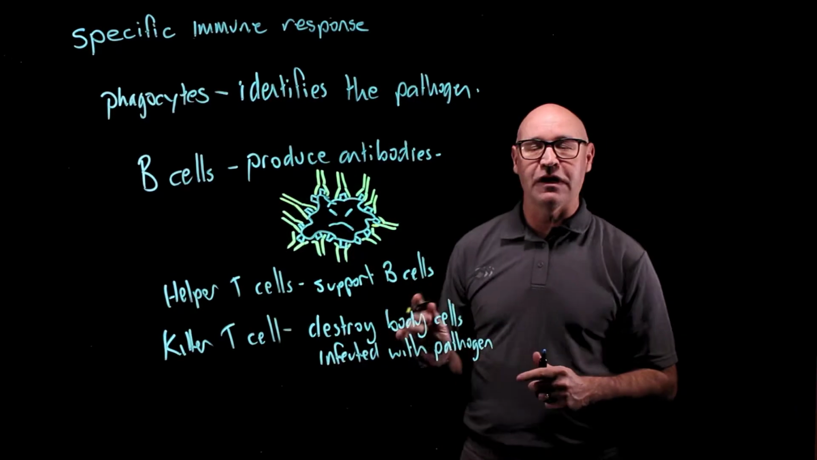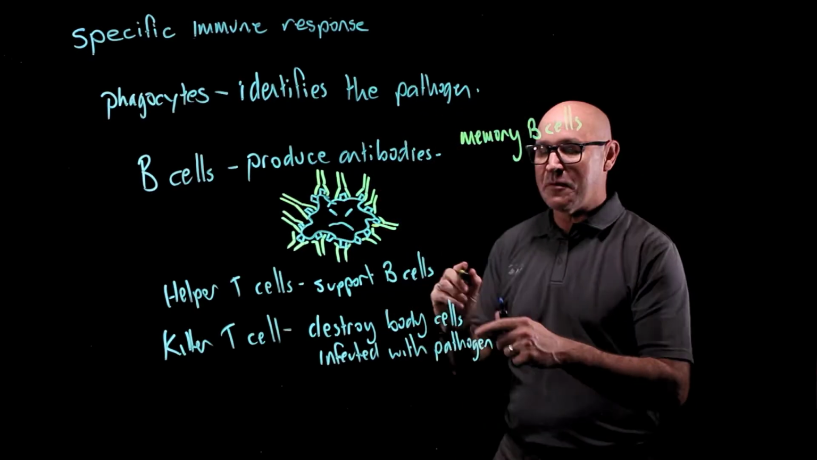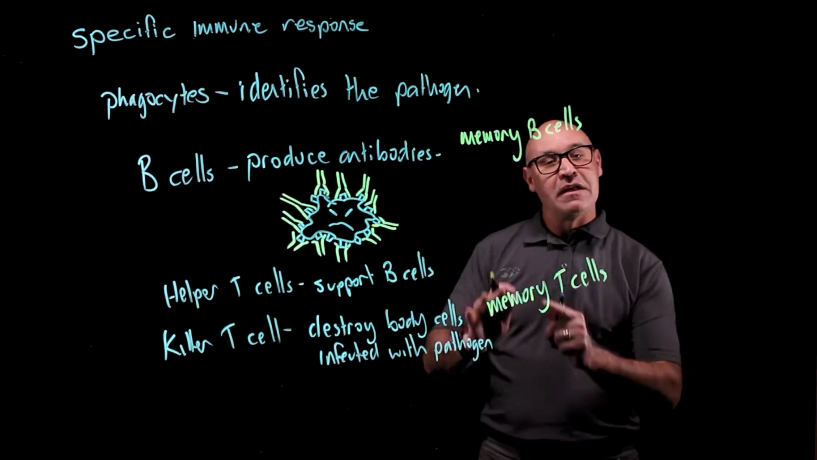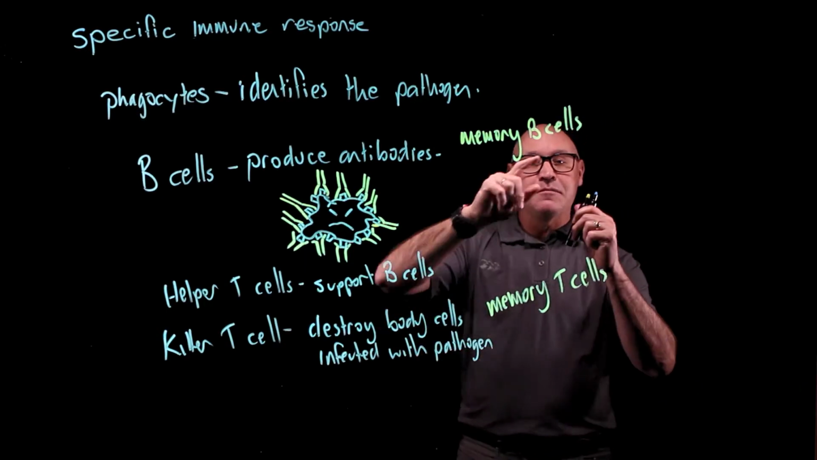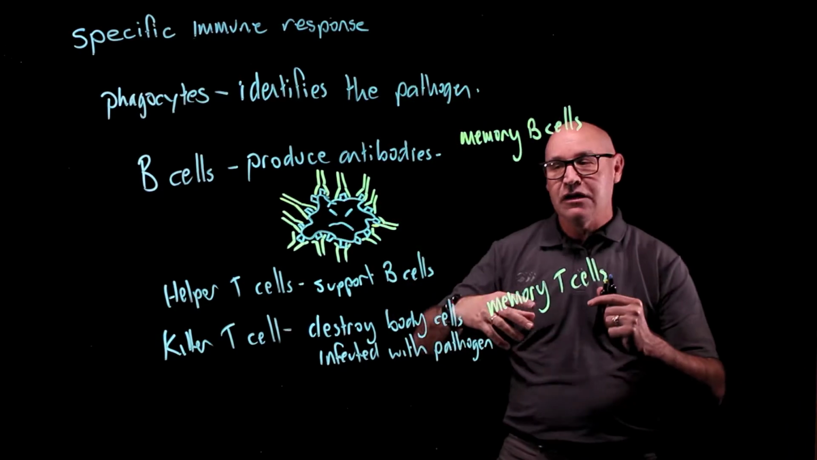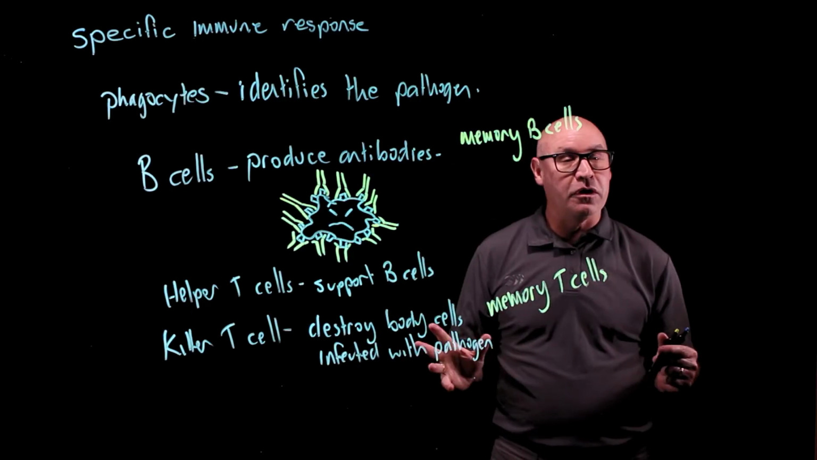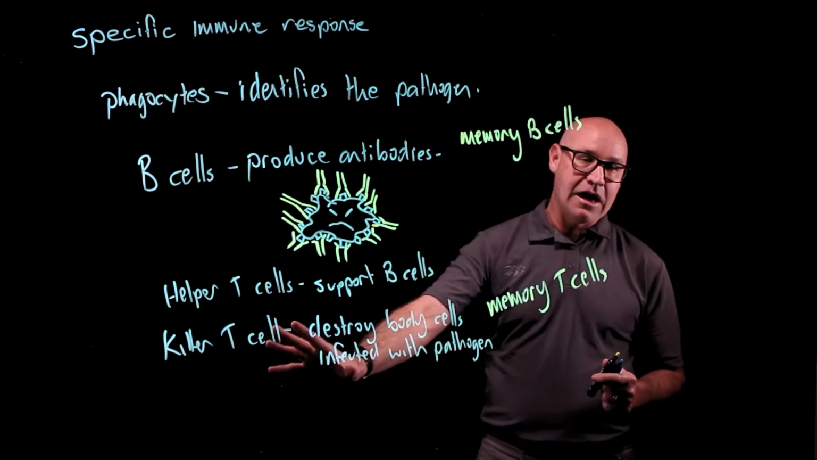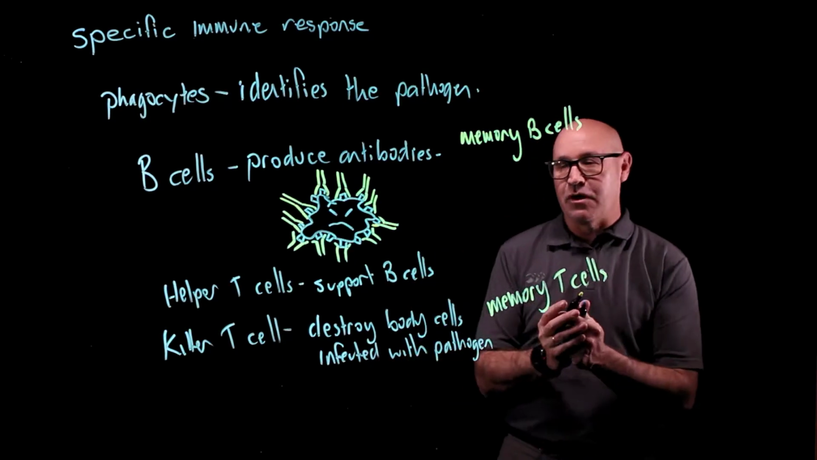Well, some of the B cells hang around as memory B cells, and we also have memory T cells. So they hang around in the blood and look for that same pathogen that has invaded the body before. And because these guys are around, it means that the next time there's an invasion, the response is so much quicker because they already know what to do. They already know how to produce those antibodies. They already know how to kill off those body cells that have been invaded by the pathogen.